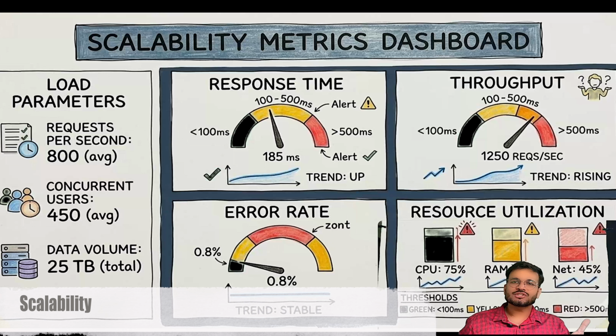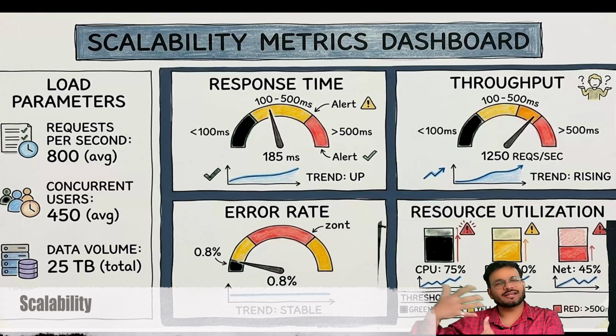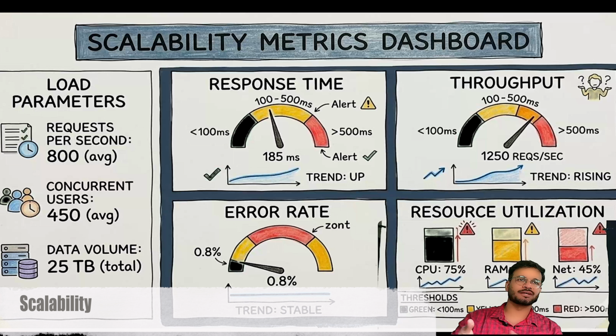Asynchronous processing. Don't make the users wait for slow operations. Queue them up and then process them in the background and then you send them the update. Then we can have database optimization. You can use read replicas, partitioning, indexing to handle more queries.